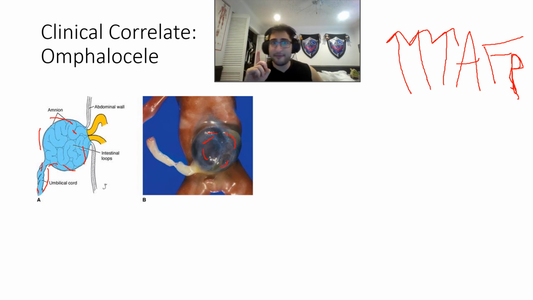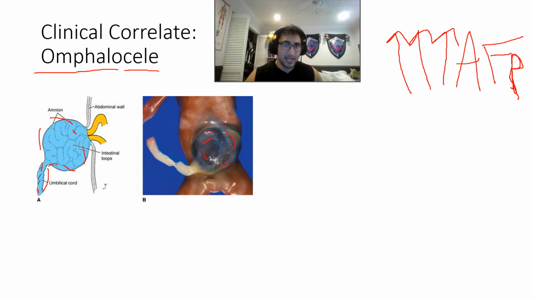Because it represents a physiologic process that can go wrong. So the bowels are going to herniate between the 6th to 10th weeks of gestation, and then they're going to come back out. And then if they don't come back out and they stay trapped in there, they're going to be covered by amnion because the umbilical cord is covered by amnion, and it's going to form this sac called an omphalocele. All right, an omphalocele. And that's going to be different from gastroschisis.